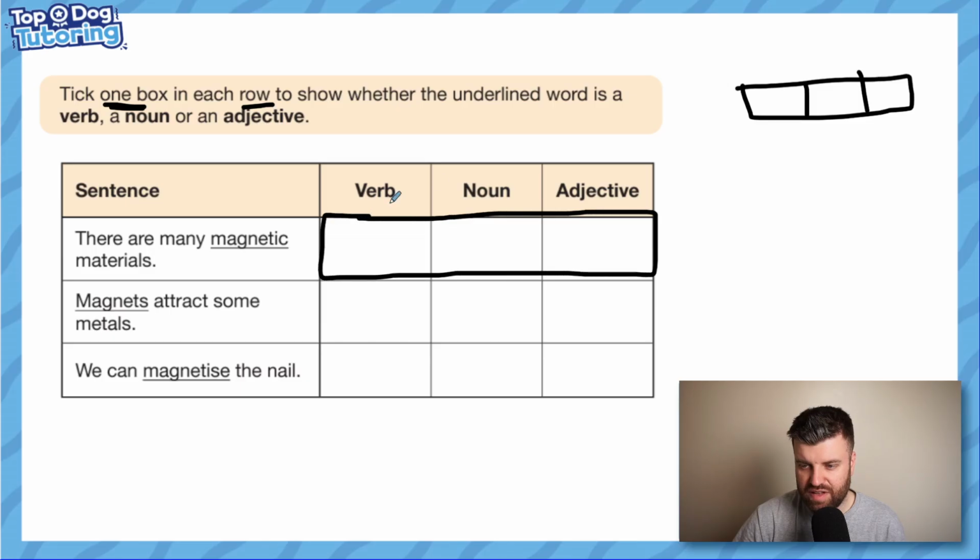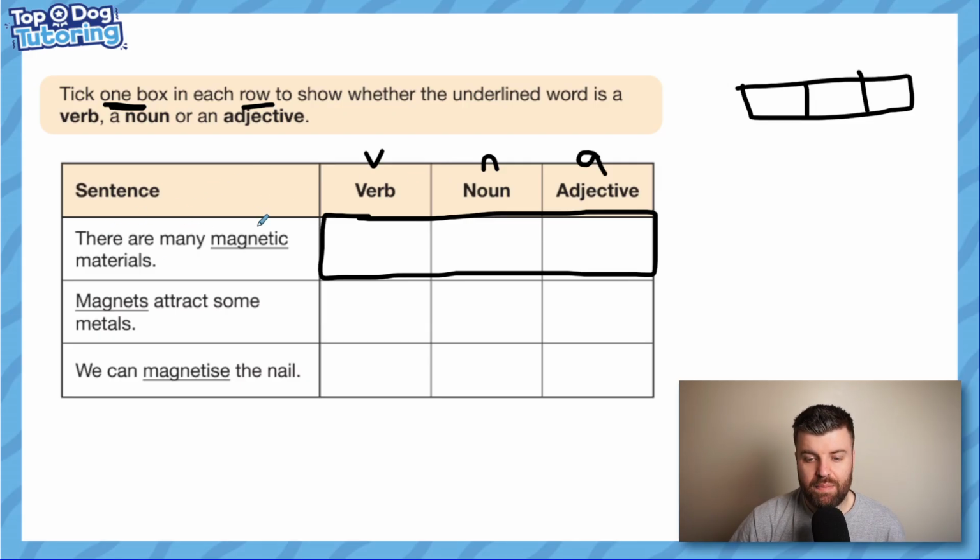It's either going to be a verb, a noun, or an adjective, to show whether the underlined word is that. So we need to know what a verb means, a noun means, an adjective means. These are the three main ones, let's be honest. A verb is an action word. A noun is a person, a place, or a thing. An adjective describes a noun. Simple as that. Let's take a look.